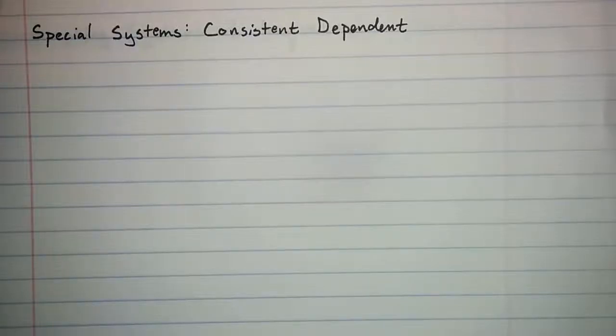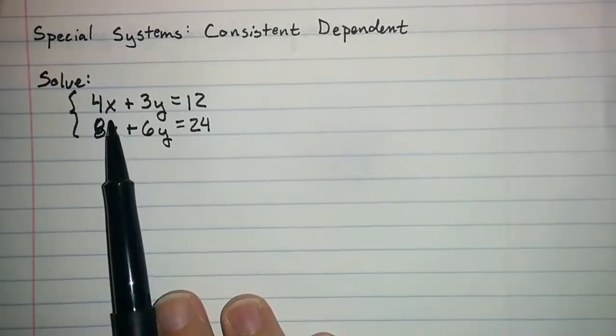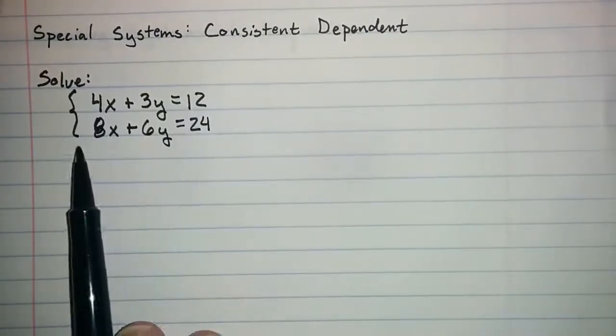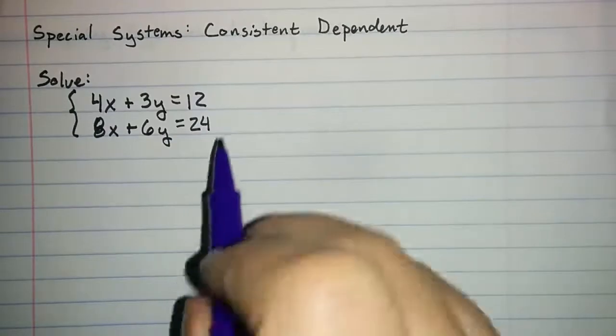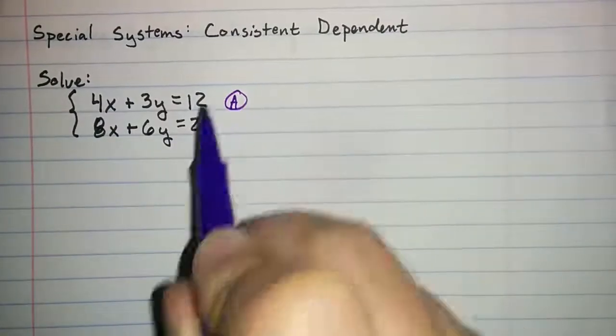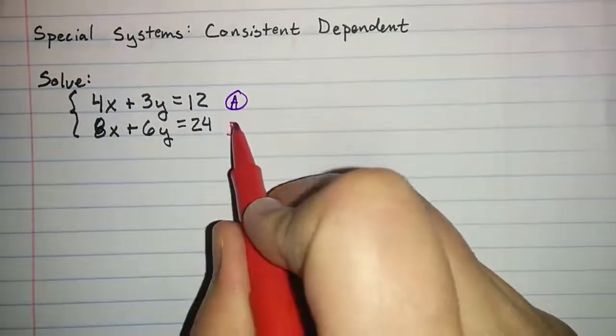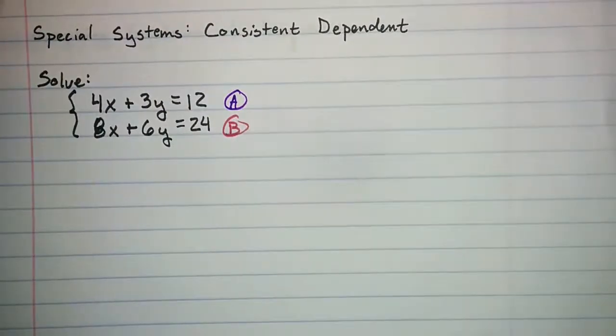Now we've seen examples where our lines cross at just one point, and we've seen an example where the lines never cross. Let's see what happens when we try to solve the system 4x plus 3y equals 12, and 8x plus 6y equals 24. Again, I'm going to call these equations A and B, and I'm going to find their intercepts.